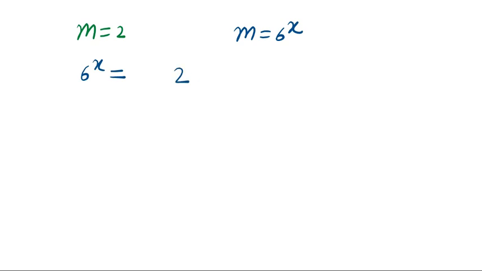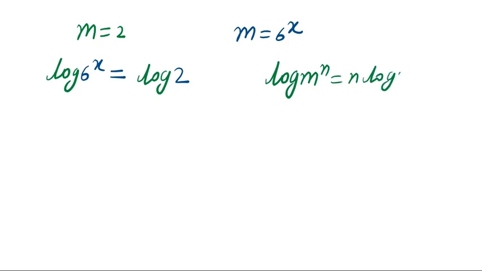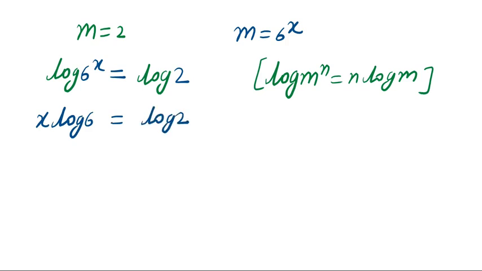Now if we take log on both sides, on the left hand side we will apply a log property. We know that log m power n is equal to n times log m. According to this rule, we can write this left hand side as x times log 6 is equal to log 2. Now divide both sides by log 6, so the right hand side is also divided by log 6. Then this left hand side log 6 is cancelled out.